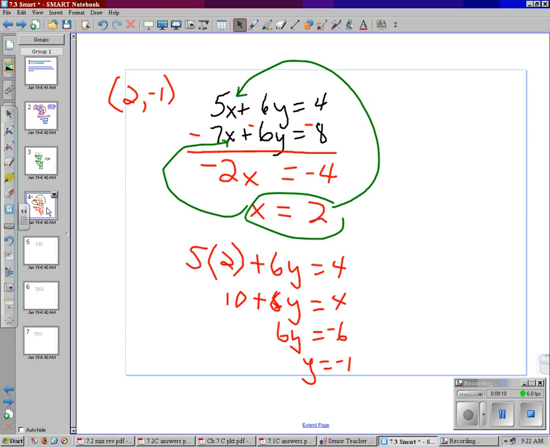Yes, you will. It should work with all of them. I don't like to substitute back into where I just put in a whole bunch of negatives because I'm fearful of multiplying incorrectly. Any questions there?